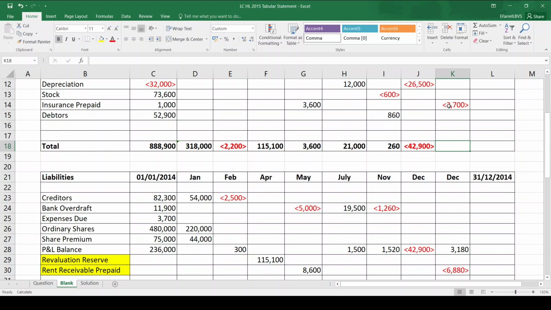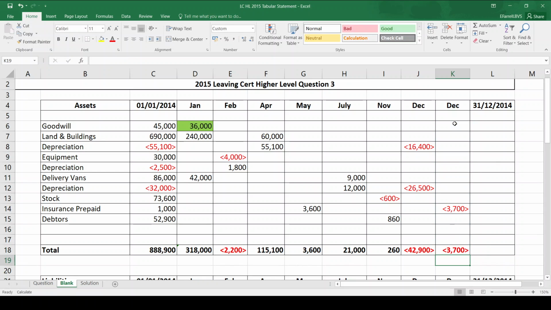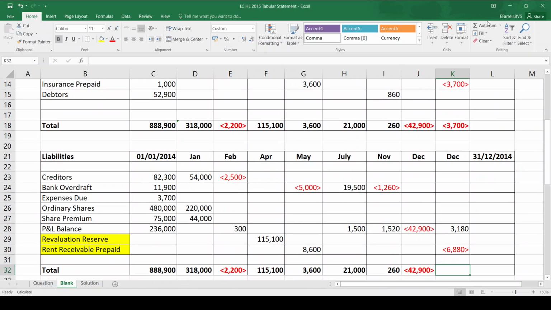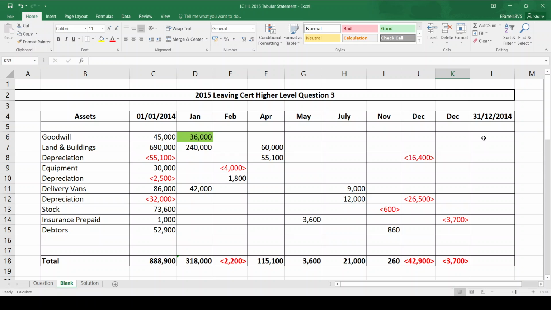So now again, I'm just going to total these. Going to total December here. And again, I usually do 2 December columns, one for the depreciation and one for the due and prepaid. So that's minus 3,700. And again, I'm going to total this to give me minus 3,700. Now I'm just going to total all of these across.